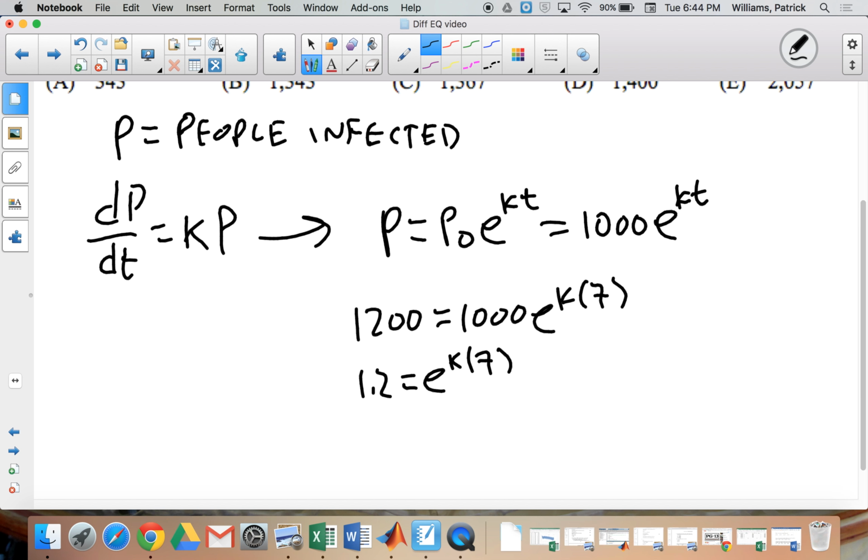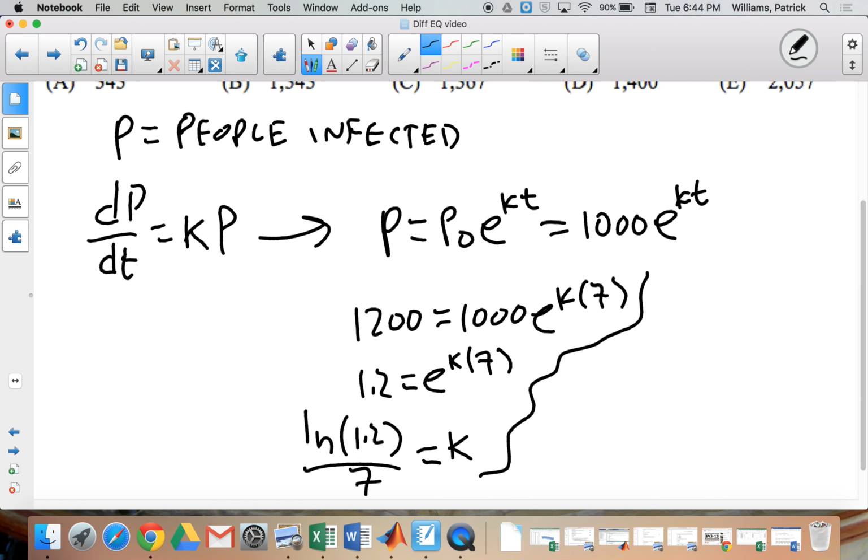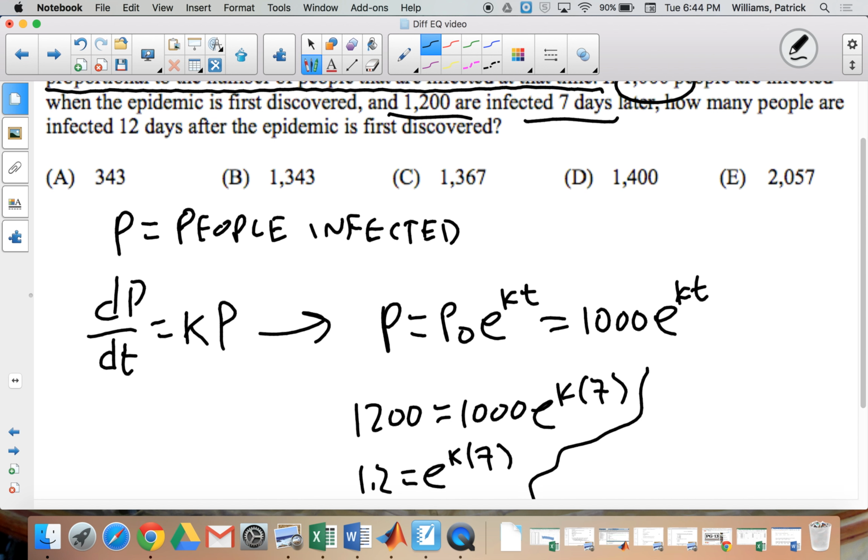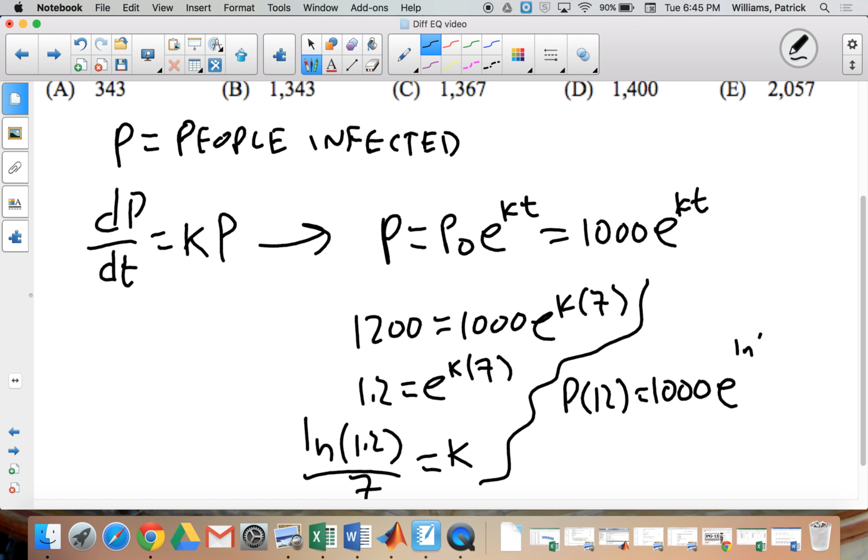So if we want to solve this problem outright, the problem asks what is the number of people infected 12 days after the epidemic is first discovered. So all we got to do is say P of 12 is going to be 1,000 e to the natural log of 1.2 over 7 times 12, and we have the entire equation. All we got to do is plug and chug at this point, and we'll get 1,367. So we know the number of infected people is given by answer C.